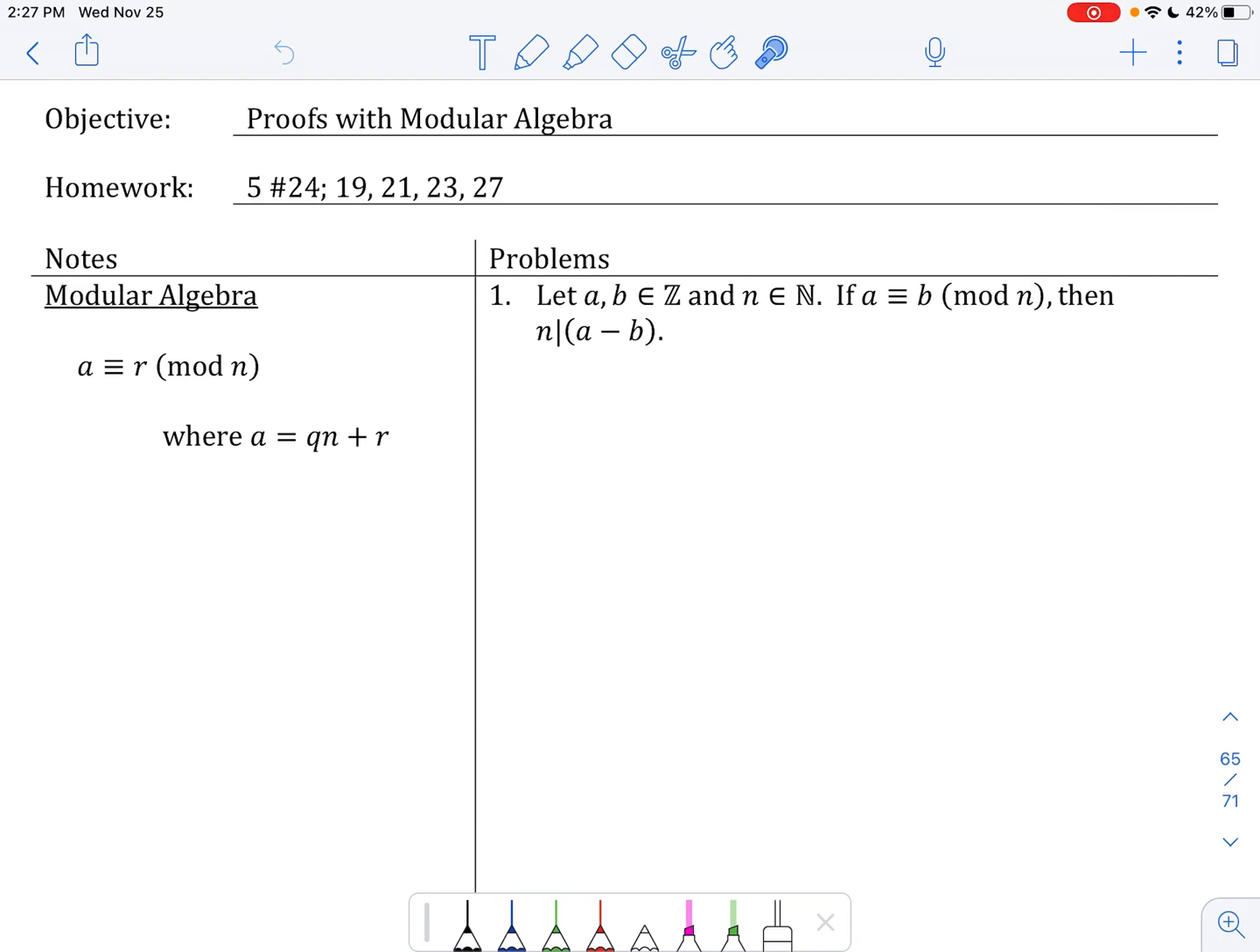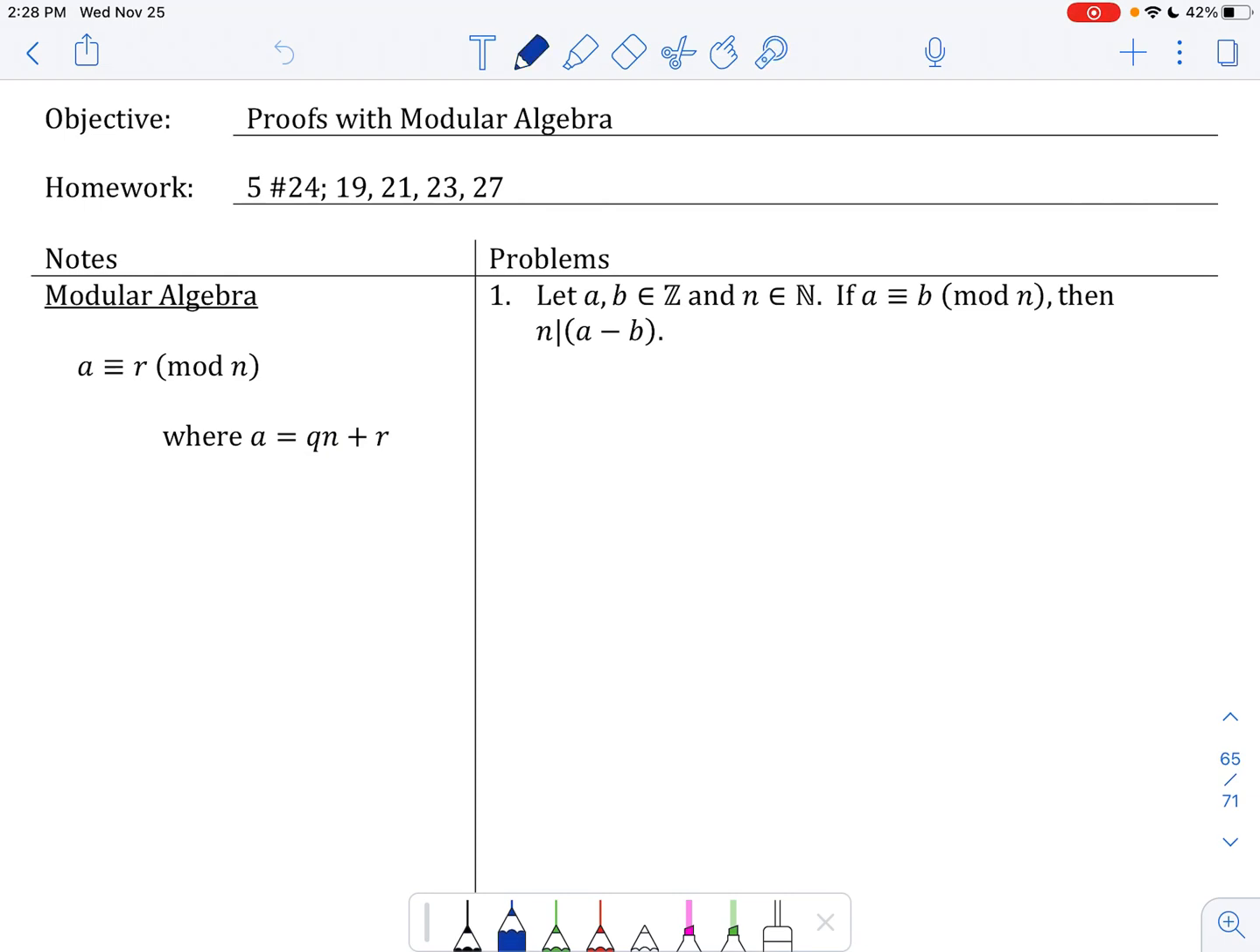So remember, just look at which is more complex, the hypothesis or the conclusion. Today we're going to talk about modular algebra, and so we're going to define that over here. Now, in terms of notation, what you'll see is an equivalent sign of two numbers or two variables, and then it's written mod n. And what this means is that A is equivalent to R in mod n, that's how we'd read that, where A is equal to some quotient Q times n plus R.